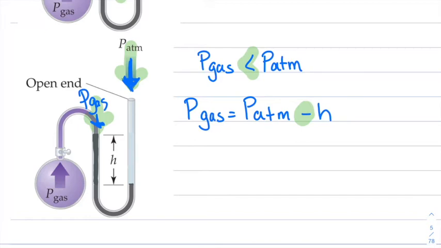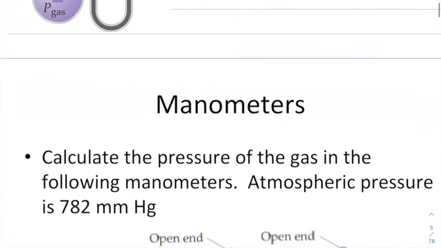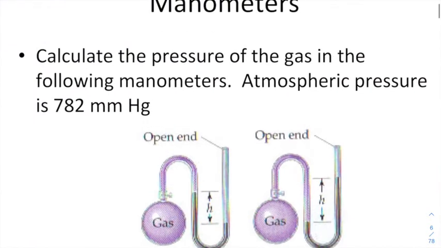All right, so let's try a couple problems. Here it says calculate the pressure of gas in the following manometers. And we have atmospheric pressure at 782 millimeters of mercury.